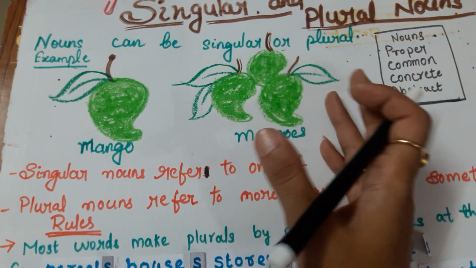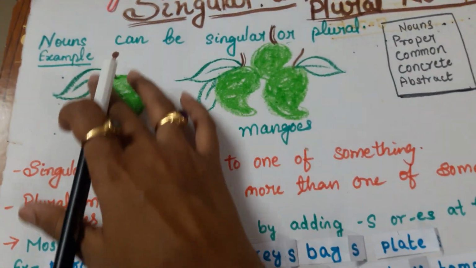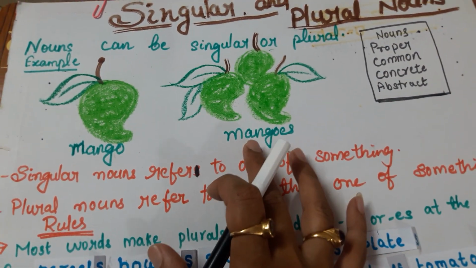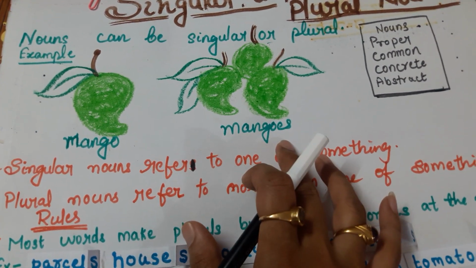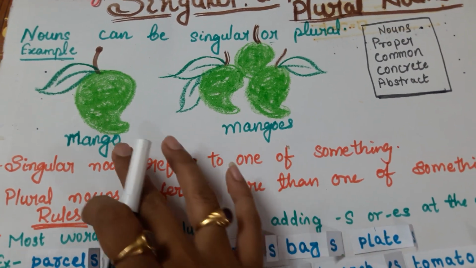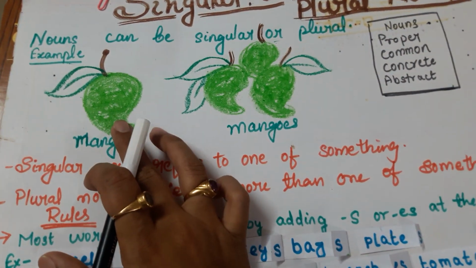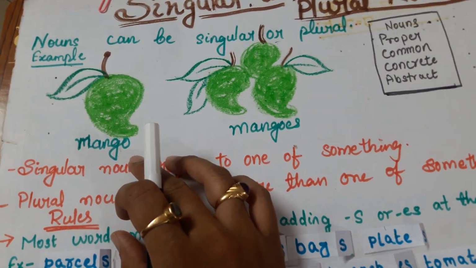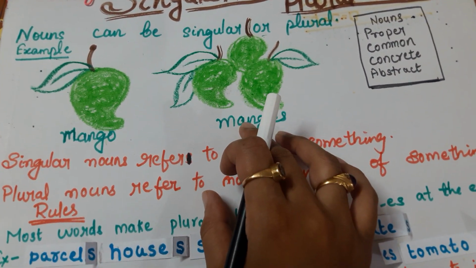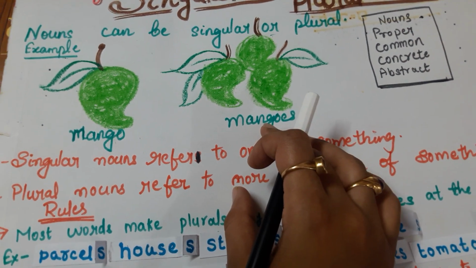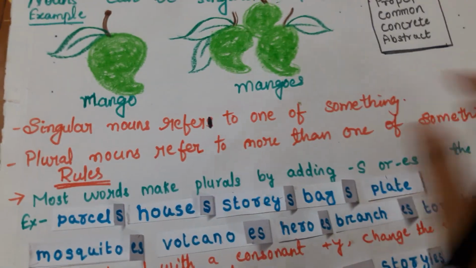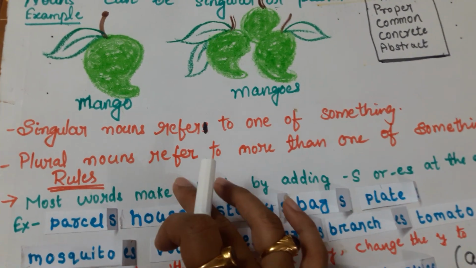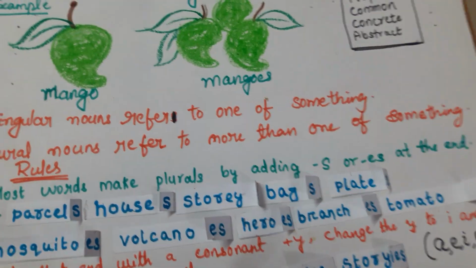Nouns can be singular or plural. You can see the picture. There is only one mango here. When we change into plural, it becomes mangoes. That means when we talk about one thing, one in number, we say singular, and when it is more than one, it is plural nouns. So singular nouns refer to one of something, plural nouns refer to more than one of something.